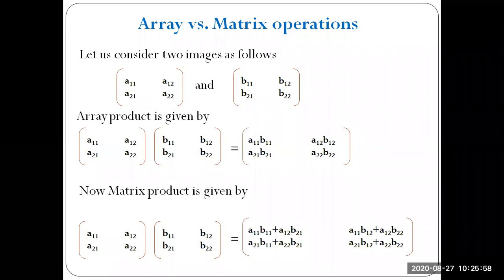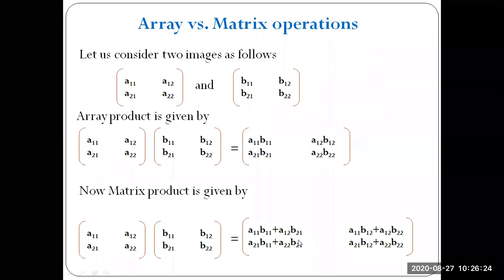Suppose if you are using normal matrix operations, matrix multiplication means you multiply row into column: first row first column, first row second column. Similarly, the third element, second row first column, and second row second column. So like this we are getting the product of two matrices. So this is the array product and this is the matrix product. So like this we are operating our operations.